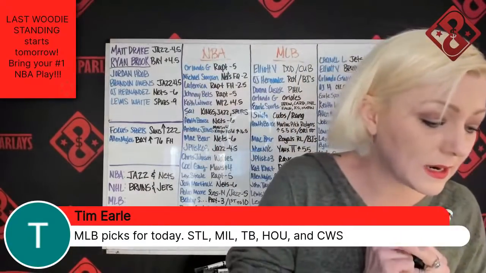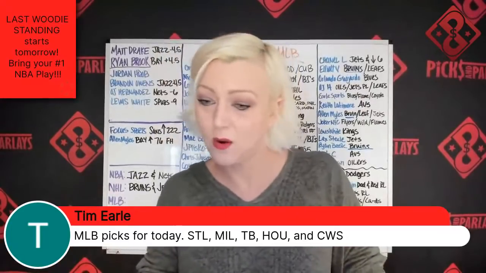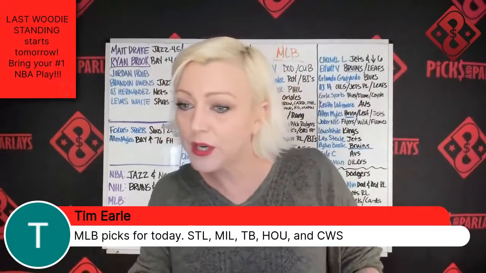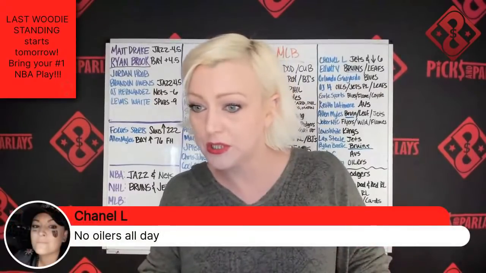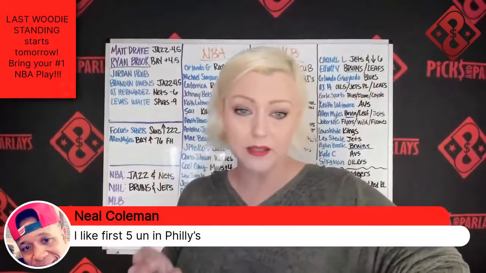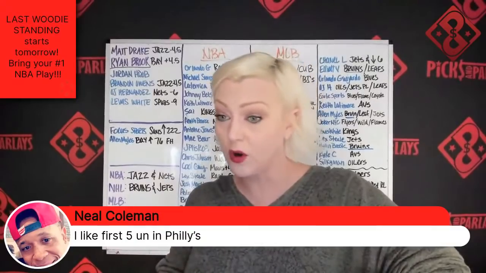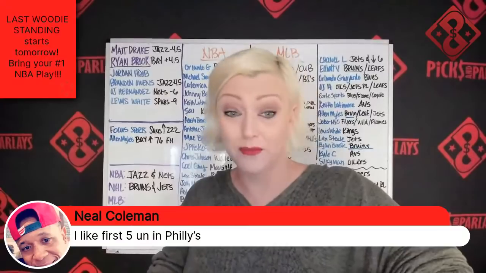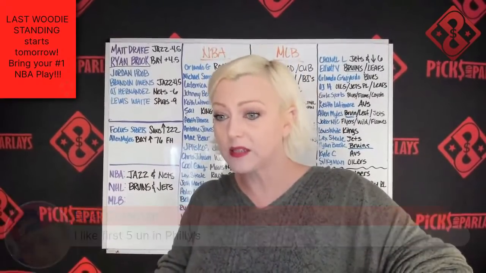So right now, I can get 6.5 runs, but at -105, so I don't want it. No Oilers all day, says Chanel. Neil Coleman's like the first 5 under in the Phillies game. That could be a way to do it, the Mets and Phillies, except if that Phillies pitcher is so bad and those Mets have been pulling an Obi-Wan, they're going to ruin his life real quick. Your best bet is taking it under.